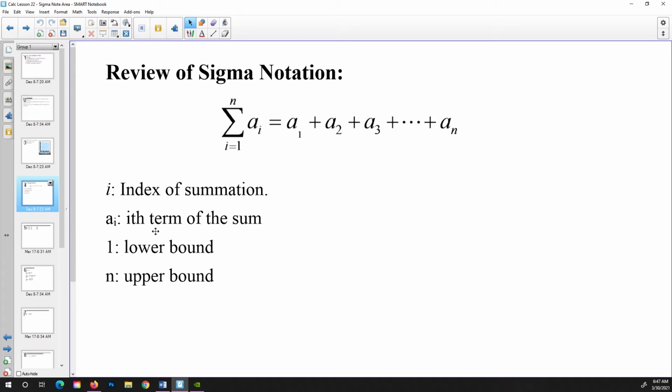a sub i is the ith term of the sum. So whatever term you are currently on, that is your a sub i. 1 in this case is our lower bound, n in this case is our upper bound. In the case of the summation, n is not a variable, it is a constant. The only variable in the case of the summation is the i.